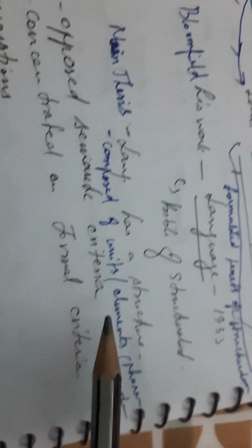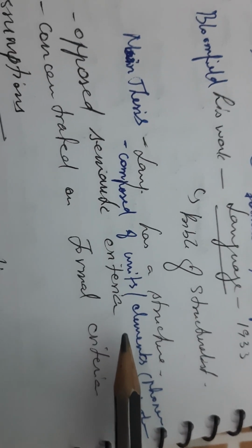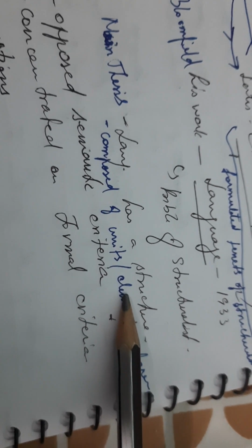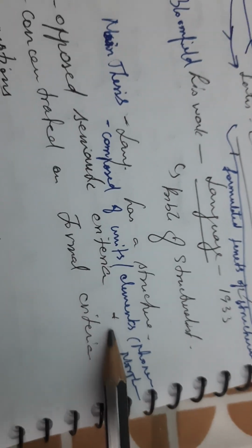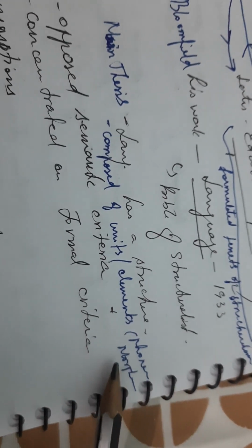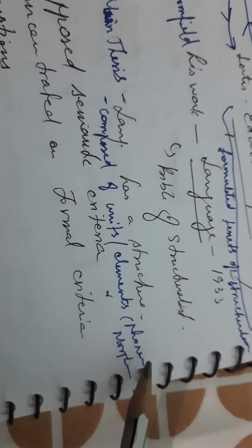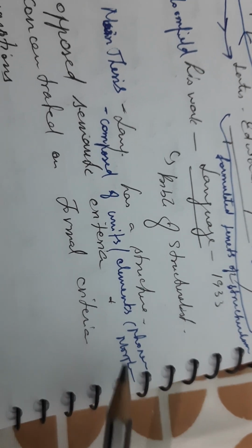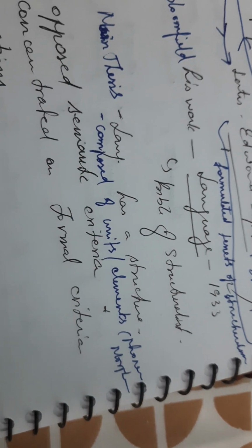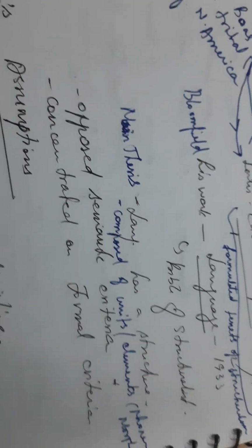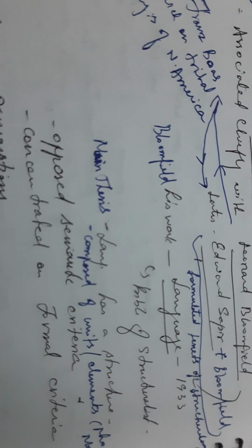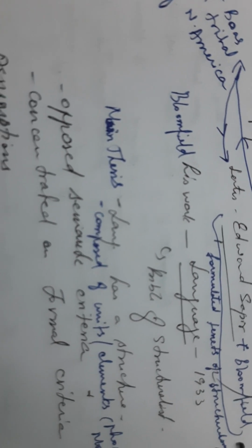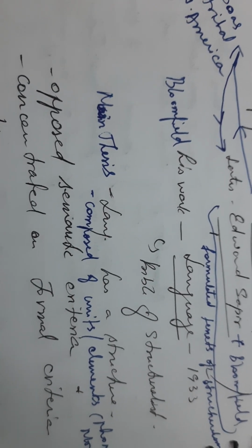The main thesis of this type of grammar, that is structural or descriptive grammar, is that language has a structure. It is composed of units or elements. So we already know it is composed of units or elements like phoneme, morpheme. It will go on like phrases, classes, and sentences. So all of them are composed of units. This is the main thesis of structural or descriptive linguistic grammar, and this is the main concentration of this type of grammarians.